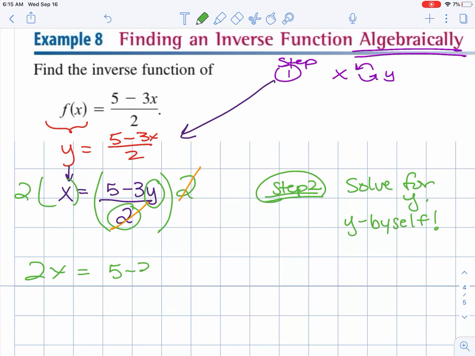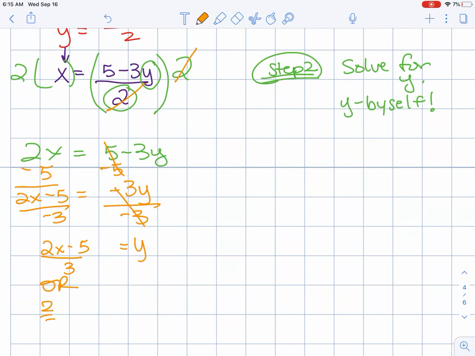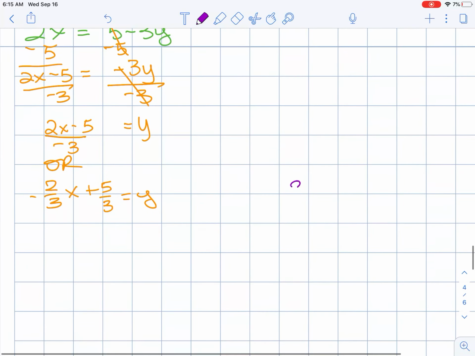So now I'm left with 2x equals 5 minus 3y. I'm still getting y by itself. So I'm going to subtract 5 over to this side. We're left with negative 3y equals 2x minus 5. Then the last thing we're going to do to get y by itself is we're going to divide both sides by negative 3. So we're left with y equals 2x minus 5 all over negative 3. Or you could write this as negative 2/3 x plus 5/3 equals y. So there was our step, getting y by itself.